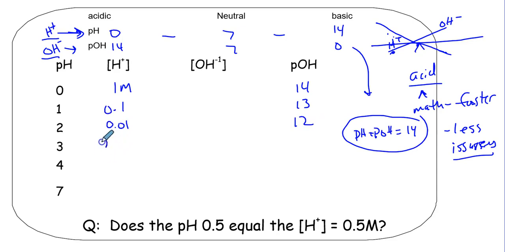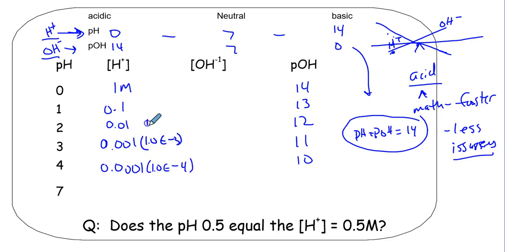0.001, this is going to be 11. 0.0001, and this is going to be 10. Okay, so another way of saying this is 1.0 e to the negative fourth, 1.0 e to the negative third, 1.0 e to the negative second, and then 1.0 e to the negative first. And this is just 1, or 1.0 e to the 0.